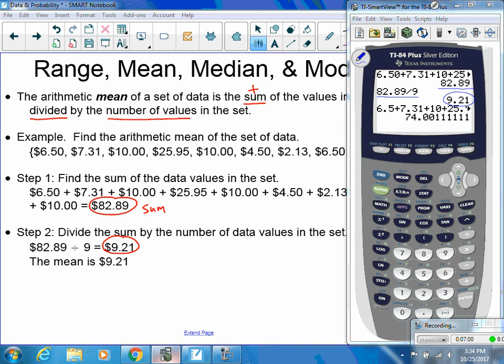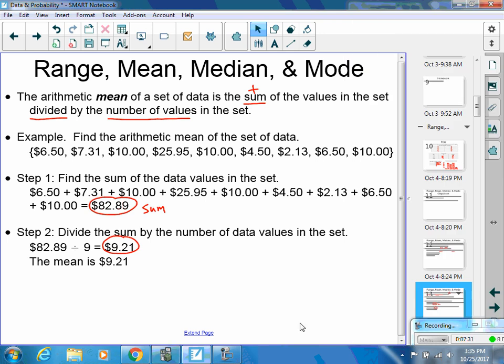Okay, so remember, you add all the numbers up, get the total, and then you're going to take the total divided by the number of numbers there are in the set. So in this case, our total or our sum was 82.89, and then we took that number divided by 9, which was the number of pieces of data in the set, to get the $9.21. So I just want to make sure you're doing that correctly.